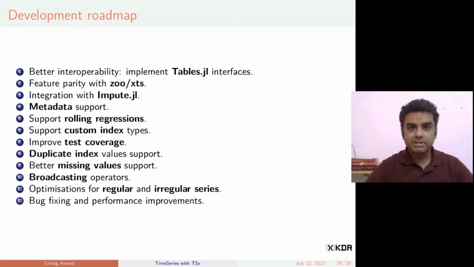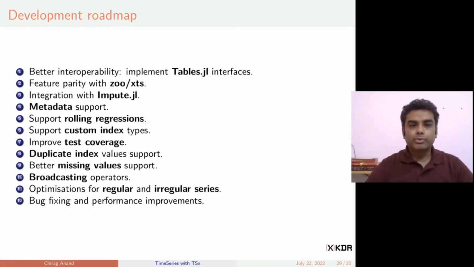The first thing is to implement Tables.jl interfaces for better interoperability. Then we want to do feature parity with zoo and xts from R. Integration with Impute.jl: we are right now converting the TS object into a data frame, then running impute, and then converting it back into TS, which is quite inefficient. We want to introduce metadata support. Again, we will be using the metadata support which is in the works within the DataFrames package.